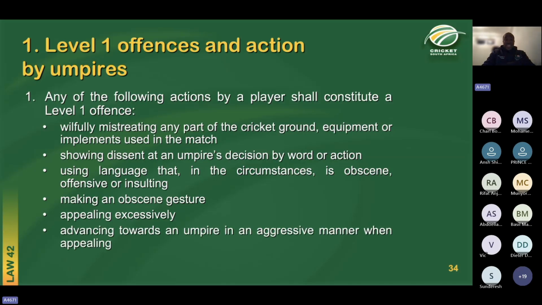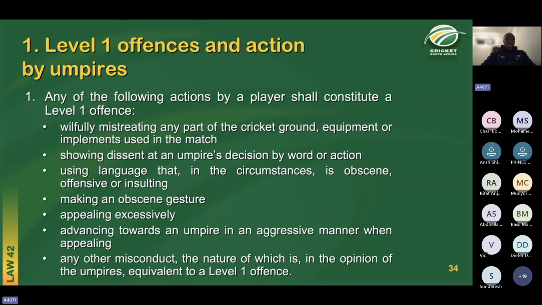Advancing towards an umpire in an aggressive manner when appealing, that is also a level 1 offense. So charging, and this is not just for the bowler, this also applies to the fielders, especially wicket keepers standing up to the stumps. When they feel that a decision is out, they like to charge down the wicket towards the umpire. You can see here that the law does not allow for this aggressive manner. Level 1 offense.